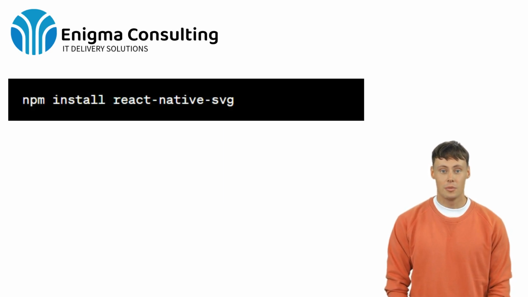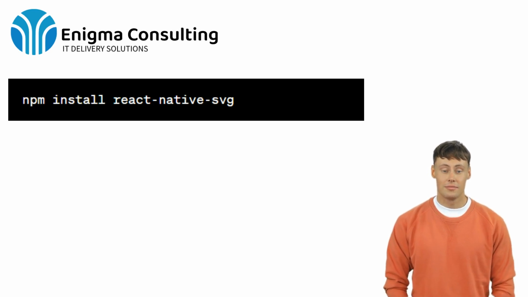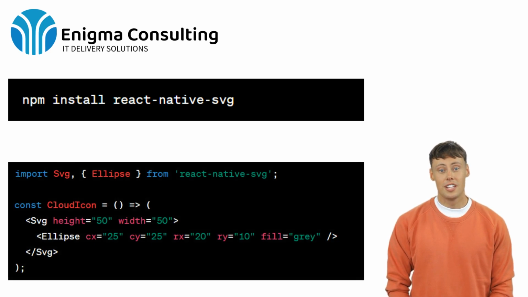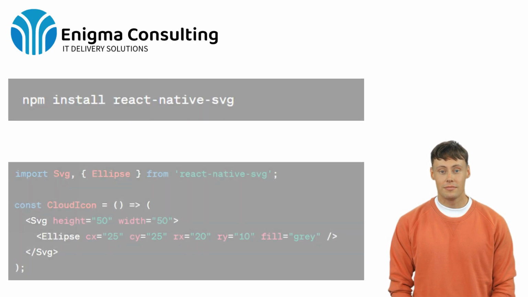Installing SVG library. We'll use the React Native SVG library to create custom graphics for different weather conditions. You can create SVG components for different weather conditions. Here's an example of a simple cloud icon. You can create similar components for other weather conditions like sun, rain, etc.